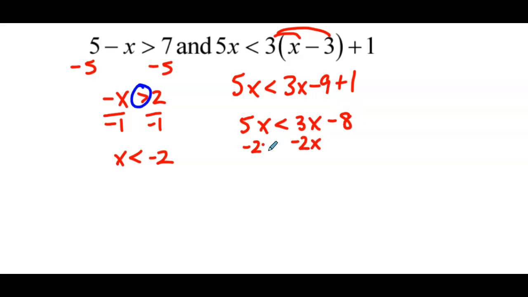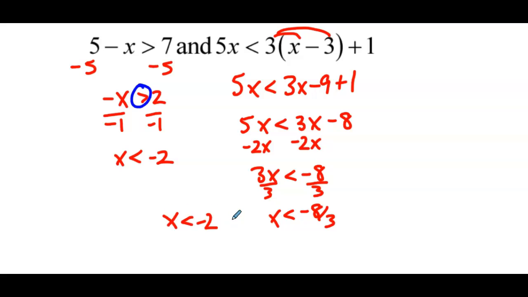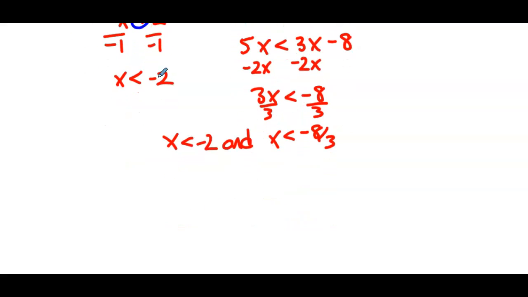Subtract 2x on both sides. 3x is less than negative 8. X is less than, divide by 3 on both sides, x is less than negative 8 thirds. Okay, so we have x is less than negative 2, and x is less than negative 8 thirds.